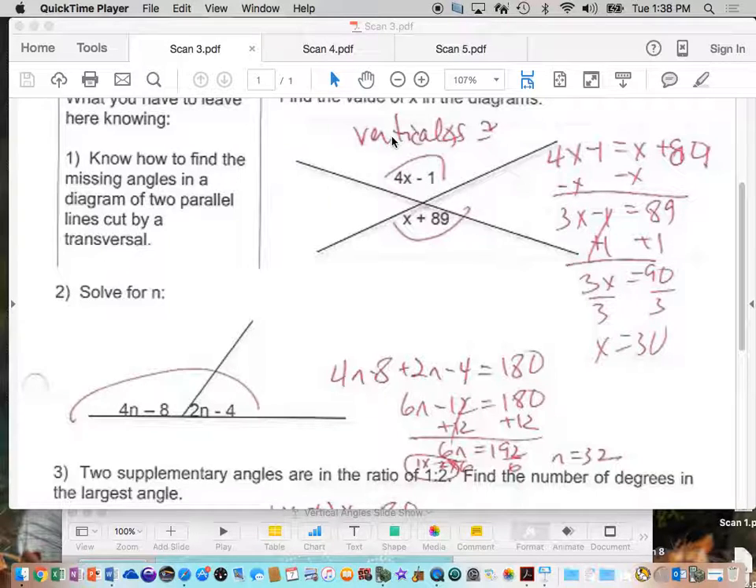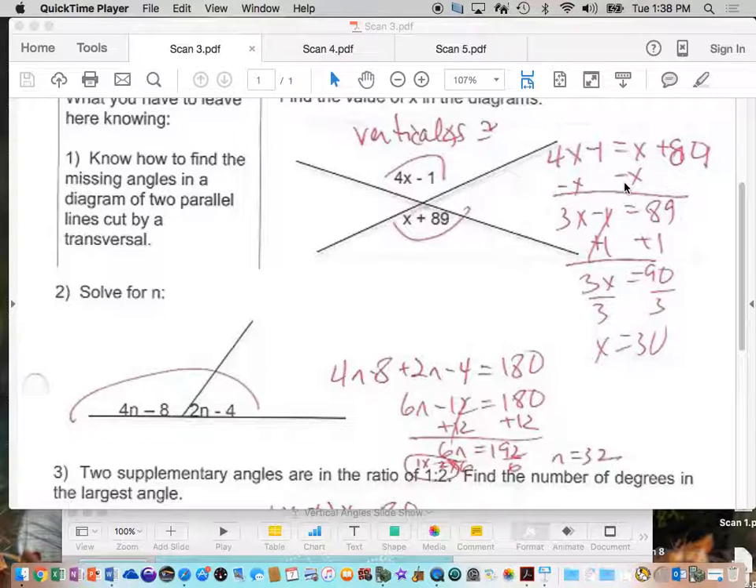So with this first one, we realized they were vertical angles. Vertical angles always make a letter X. They're the intersecting lines. They're across from each other. So you just say that the 4x minus 1 has to equal the x plus 89 because vertical angles are always congruent, as it says right there, or equal.